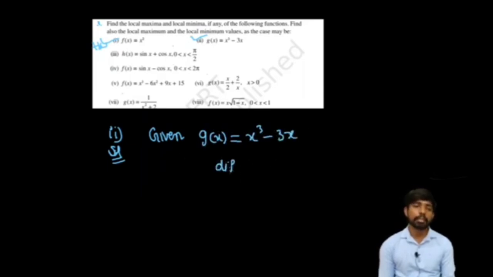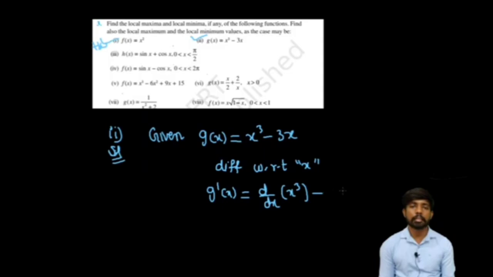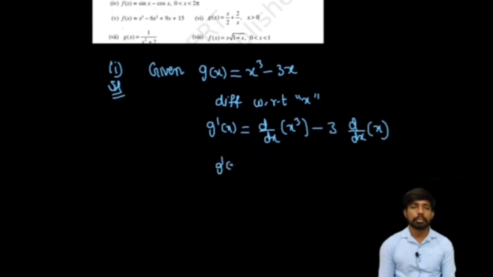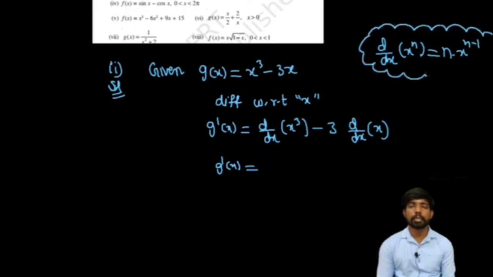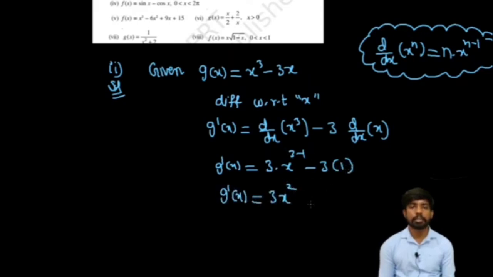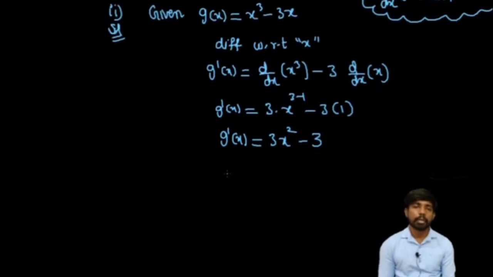Now differentiate the function. First step is to differentiate with respect to x. So g dash of x is equal to the differentiation of x cube minus 3 into the differentiation of x. We know the differentiation of x to the power of n formula: n into x to the power of n minus 1. So 3 into x to the power of 3 minus 1, minus 3 into the differentiation of x, which is 1. Next, g dash of x is equal to 3 x square minus 3. Next, take 3 common, so x square minus 1.